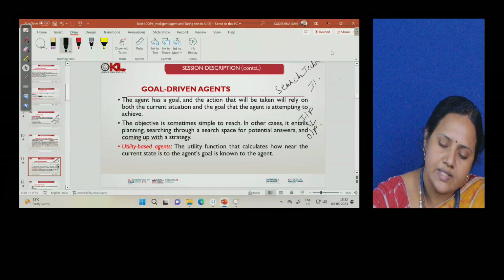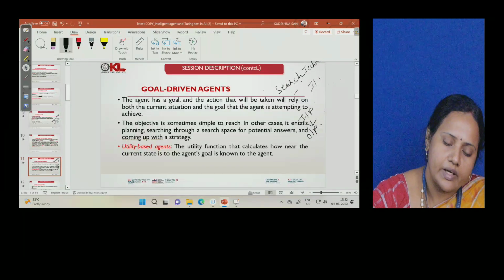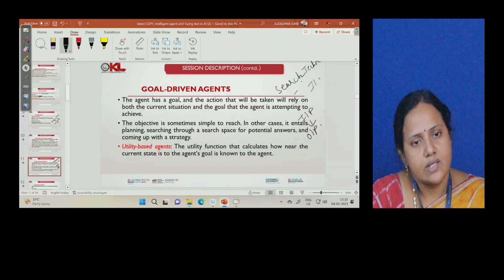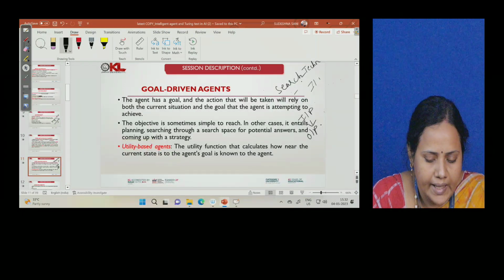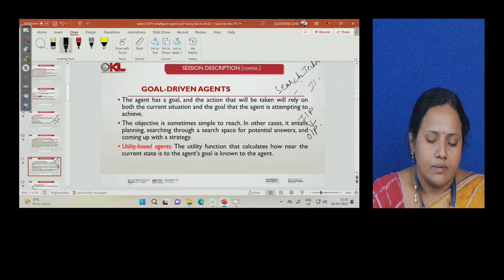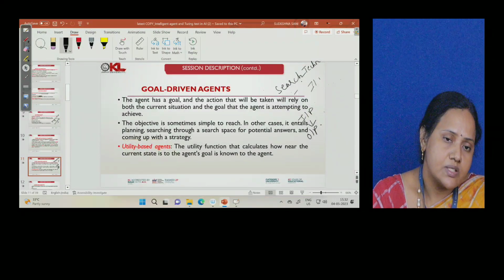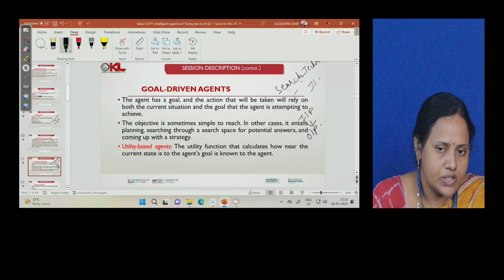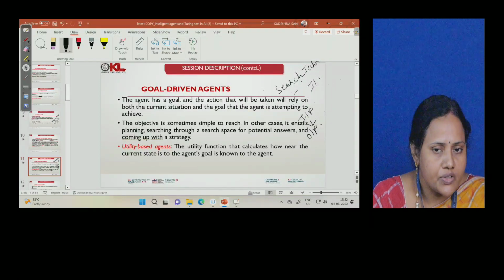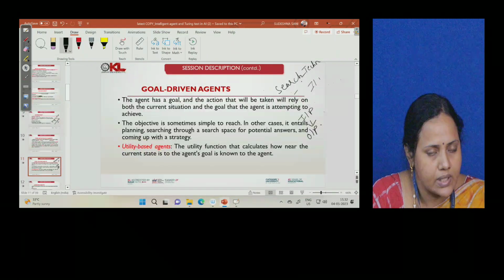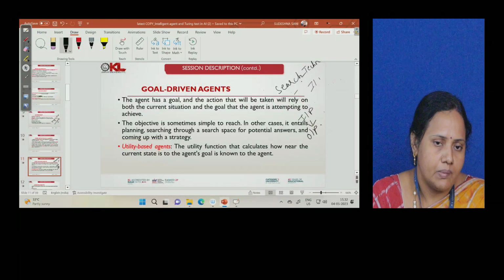Various techniques like informed search or uninformed search, and he tries to solve the problem, right? So that is how we define goal driven agents. In the same way, another related concept is what we call the utility based agent, right? The utility function calculates how near the current state is to the agent's goal state, and we call that a utility based agent.